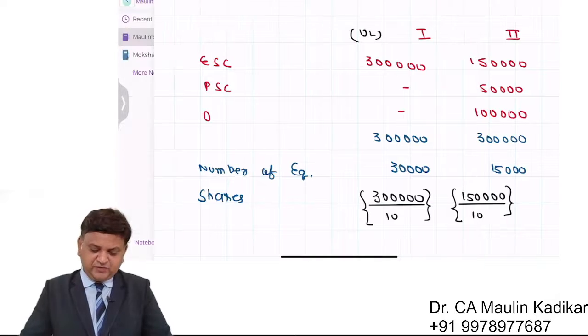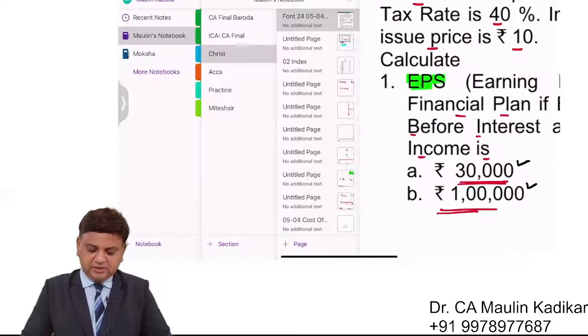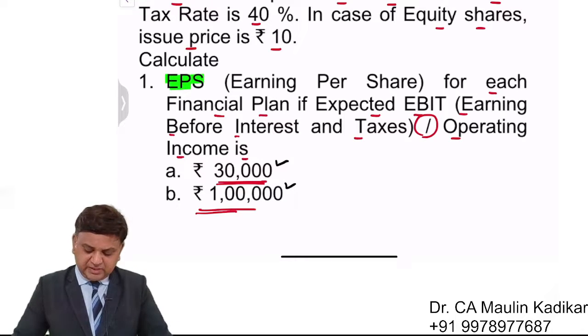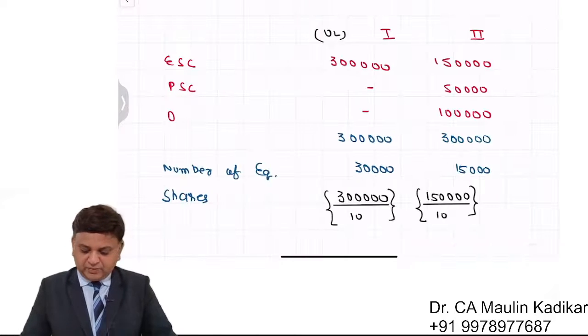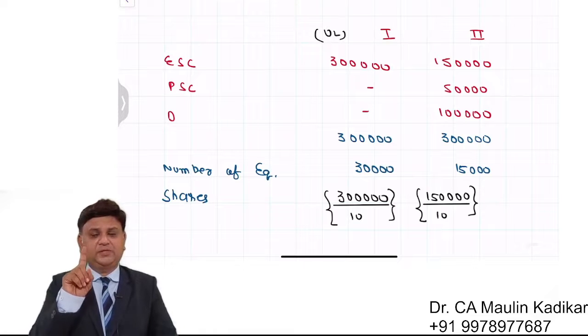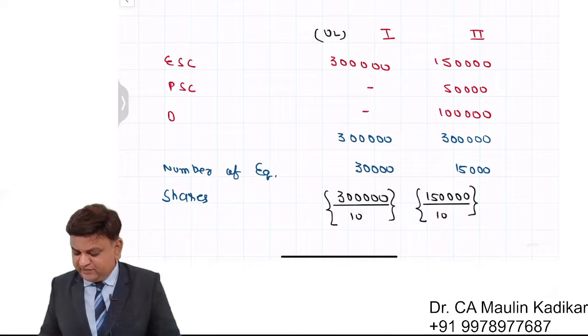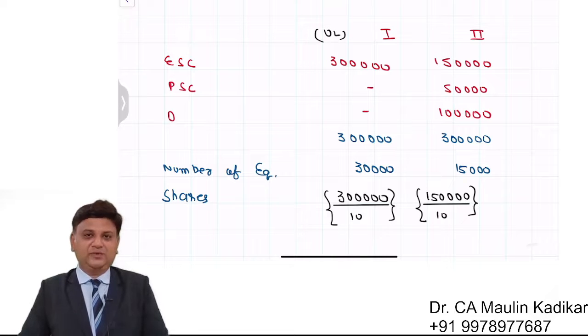The question asks which financial plan you will adopt if expected EBIT is 30,000 and if expected EBIT is 1 lakh. You are required to calculate the earning per share. No decision is required. If expected EBIT is 30,000 and you have selected the first financial plan, or the second financial plan; similarly for 1 lakh, you are required to make the calculation. So basically you are required to make 4 calculations in the first part of the question. Suppose you selected the first financial plan and EBIT is 30,000; the second financial plan and EBIT is 30,000; similarly for 1 lakh. This is what we are required to do in the first part of the question.